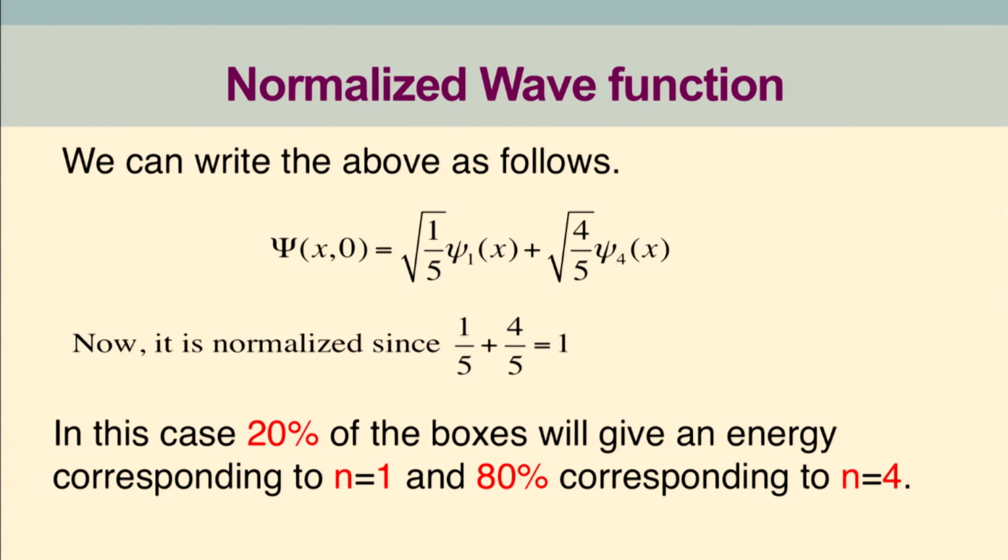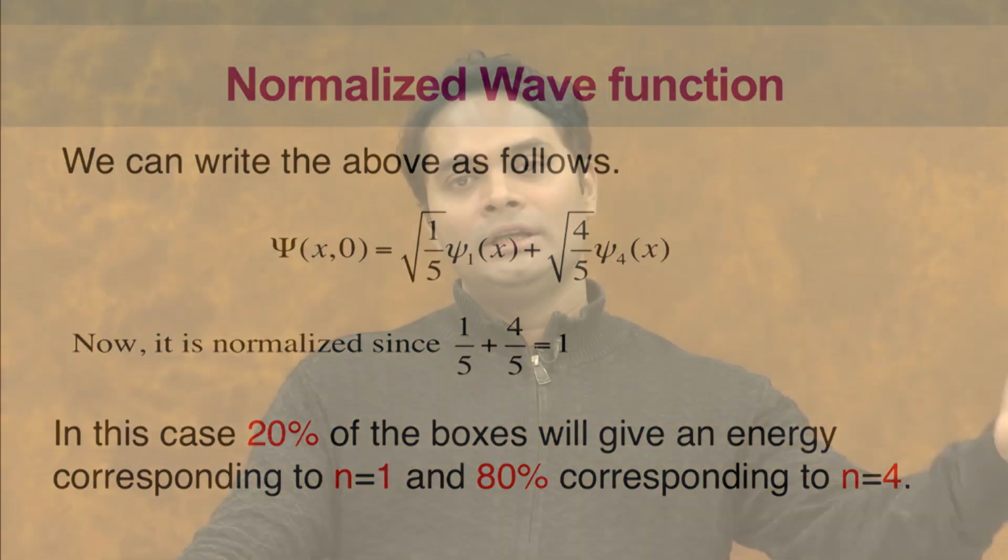So depending on how I linearly combine different wave functions, it can have different probability of finding it in a given state if a measurement is done. In the previous example, it was 50-50% probability. In this particular example, it is 20% and 80% for n equal to 1 and n equal to 4 state.